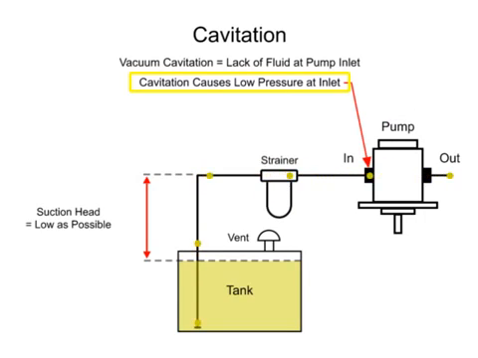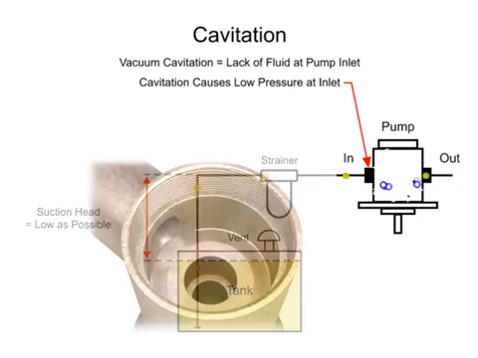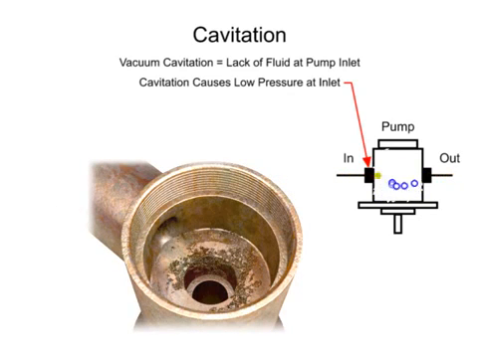Cavitation causes a drop in pressure at the pump inlet. When the pressure at the pump inlet drops below the vapor pressure of the liquid, vapor bubbles form and the fluid appears to boil. When the bubbles collapse, they can damage the pump by removing small pieces of metal. This is called pitting and can cause permanent damage to the pump.